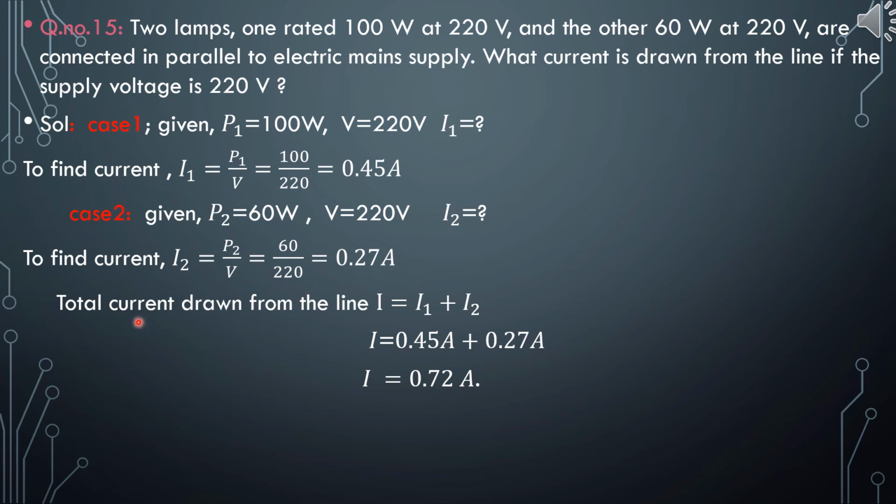Now you add both the currents, children, that is I is equal to I1 plus I2. I1 is 0.45 amp and I2 is 0.27 amp. Total current is 0.72 amp in the circuit.